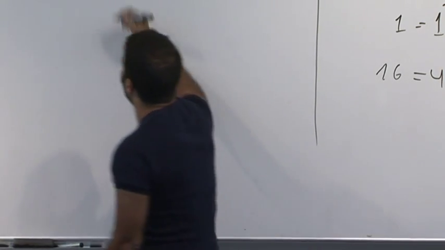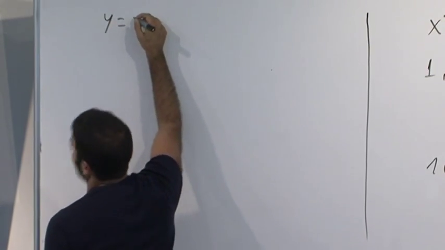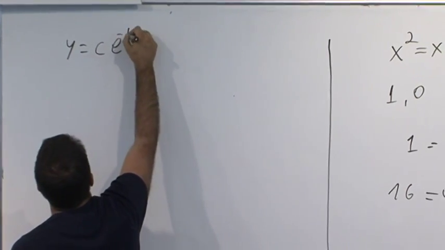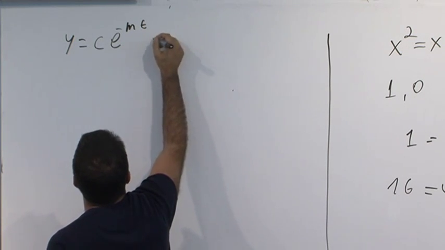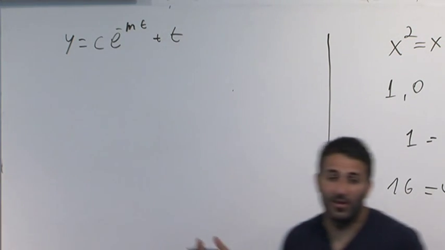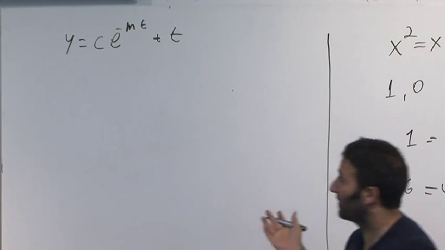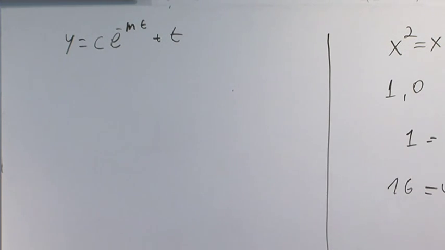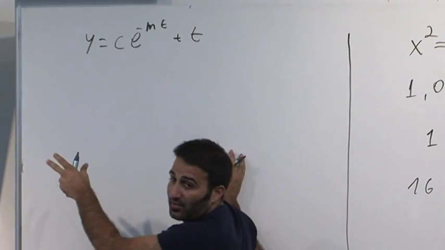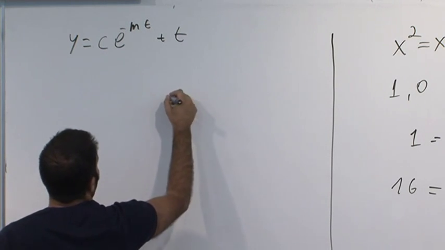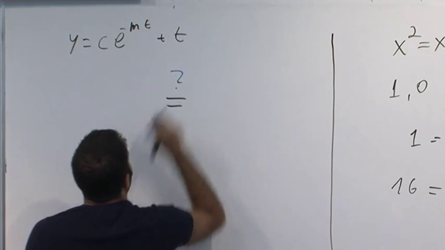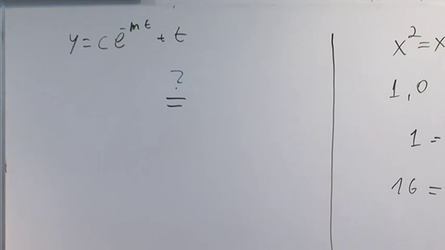So maybe somebody by mistake wrote the solution as y equals c times e to the minus alpha t, plus some other constant, plus t. Maybe this is also a solution. How can I check if this is also a solution? I just plug it back in the equation and see if I get a true statement, if I get two sides that are equal to each other. So what do I do? Can somebody help me? What do I write on this side?